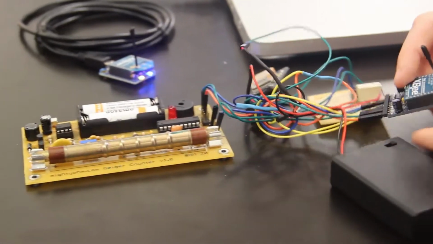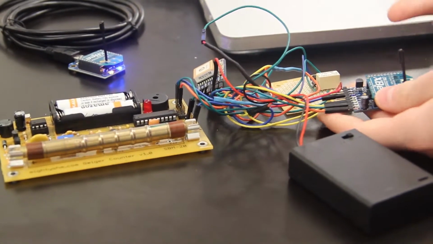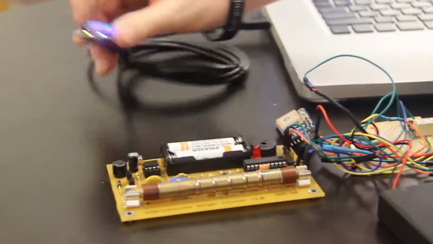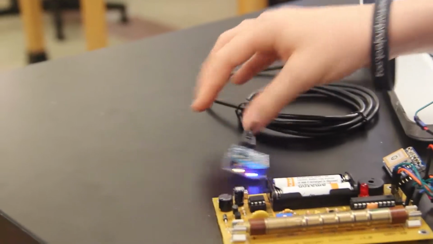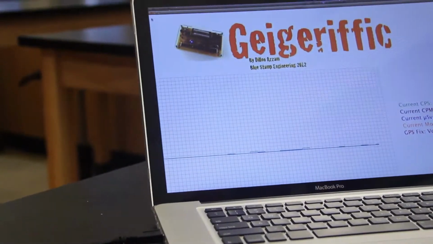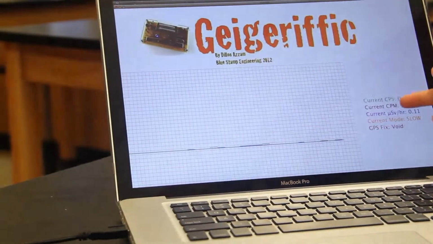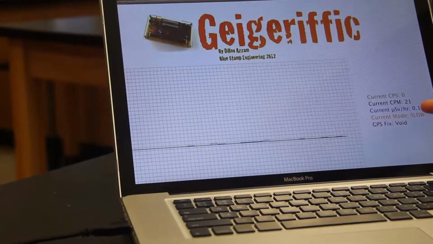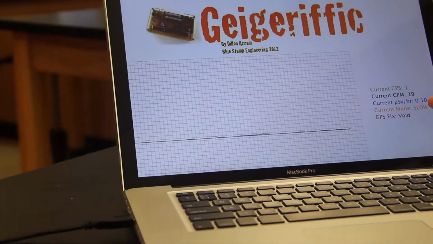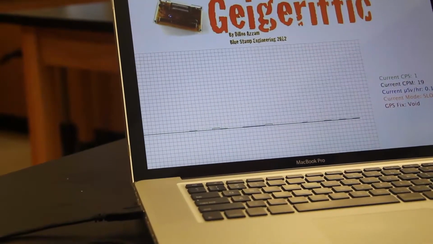At first, I just had it connected to this XBee, which is a simple transmitter. It transmits data wirelessly to this XBee over here. I was able to connect them together, and I have managed to make a graph that receives the incoming data and can graph the counts per second, counts per minute, the dosage in millisieverts per hour, and also displays the mode that it's in. That's just the sampling rate.